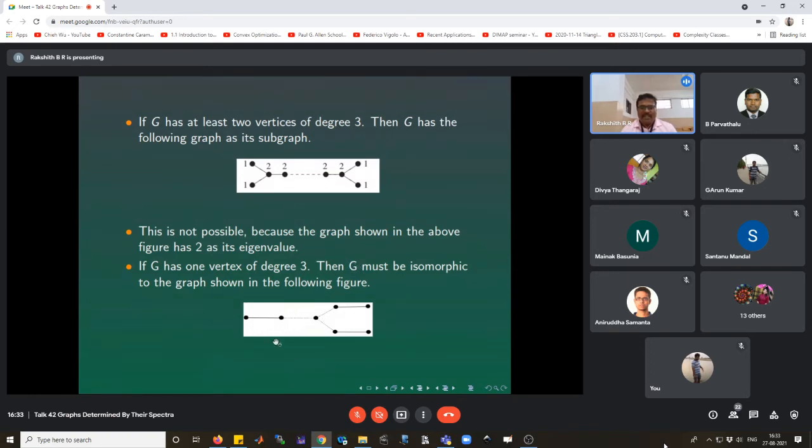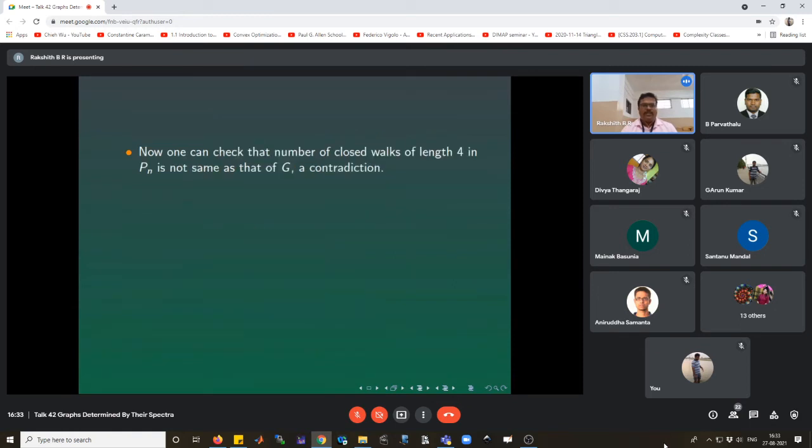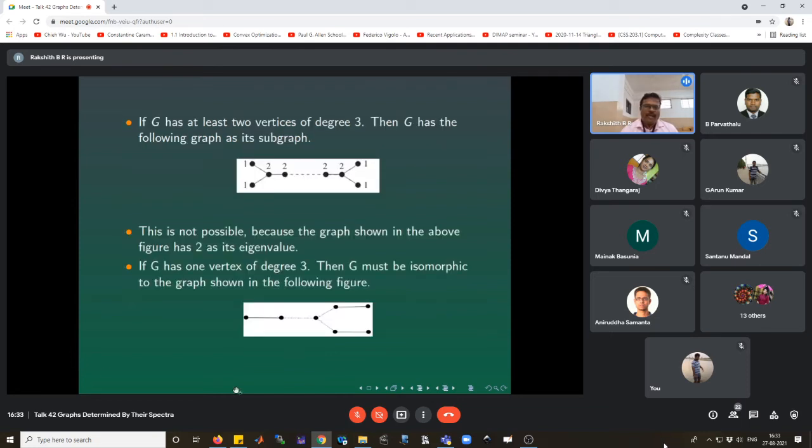A T-shaped tree. G must look like this, if G has one vertex of degree 3, since G is a tree. So now, what is the conclusion? You know that from the adjacency spectrum, we can compute the number of closed walks. So therefore, if G has one vertex of degree 3, we conclude that G must be isomorphic to this graph.